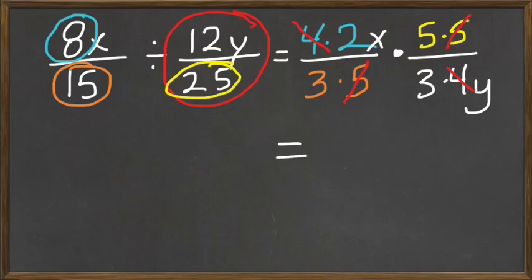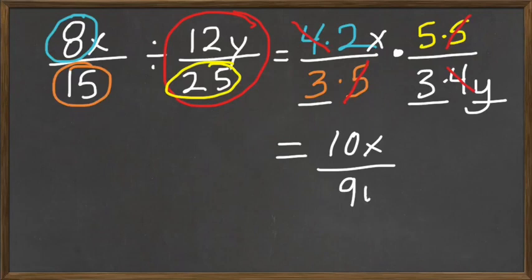On the top, we have 2x times 5. So we'll get 10x. And on the bottom, we have 3 times 3, and then also a y. 3 times 3 will be 9. And don't forget your y. And that'll be for your final answer.